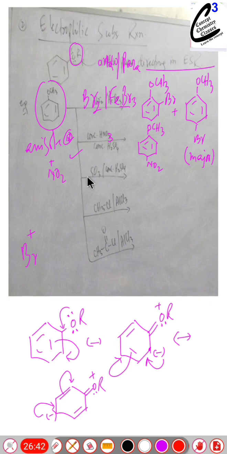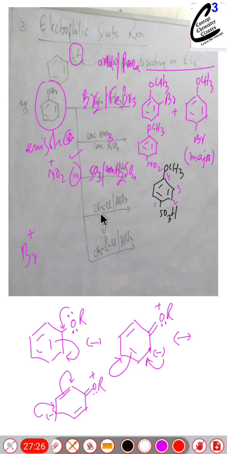The third reaction is sulfonation. In sulfonation, anisole is reacted with SO3, which will be our electrophile, in presence of concentrated H2SO4. Let me again write the major product only. This is our OCH3, and the SO3H will be attached to the para position. So the IUPAC name of this compound is 4-methoxy benzene sulfonic acid. Let me say again, 4-methoxy benzene sulfonic acid.